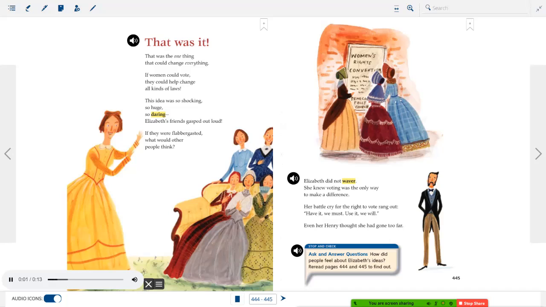Stop and check. Ask and answer questions. How did people feel about Elizabeth's ideas? Reread pages 444 and 445 to find out.